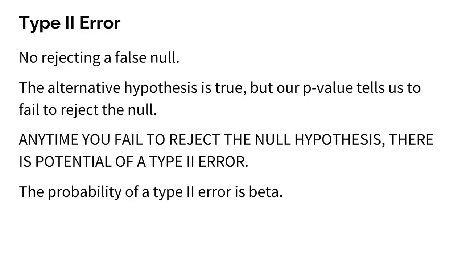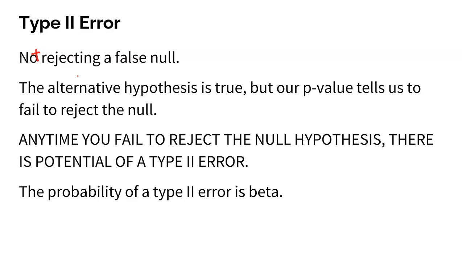A type 2 error is not rejecting a false null. Should be a T right there, not rejecting a false null. So here, the alternative hypothesis is true, but our p-value tells us to fail to reject the null. So our conclusion is that we're going to, I guess for lack of a better, actually I shouldn't say that. I was going to say keep the null, but we never want to word it that way. We just fail to reject the null. But no, that was wrong. The alternative hypothesis is really true.